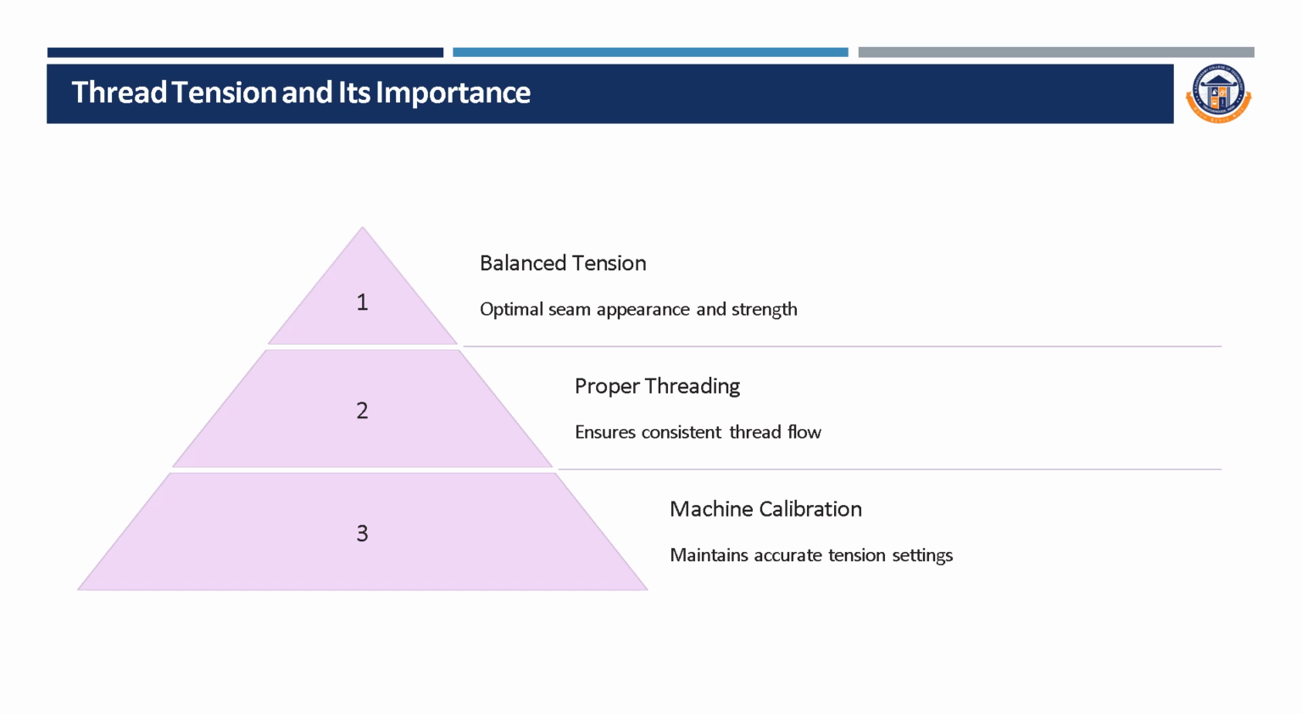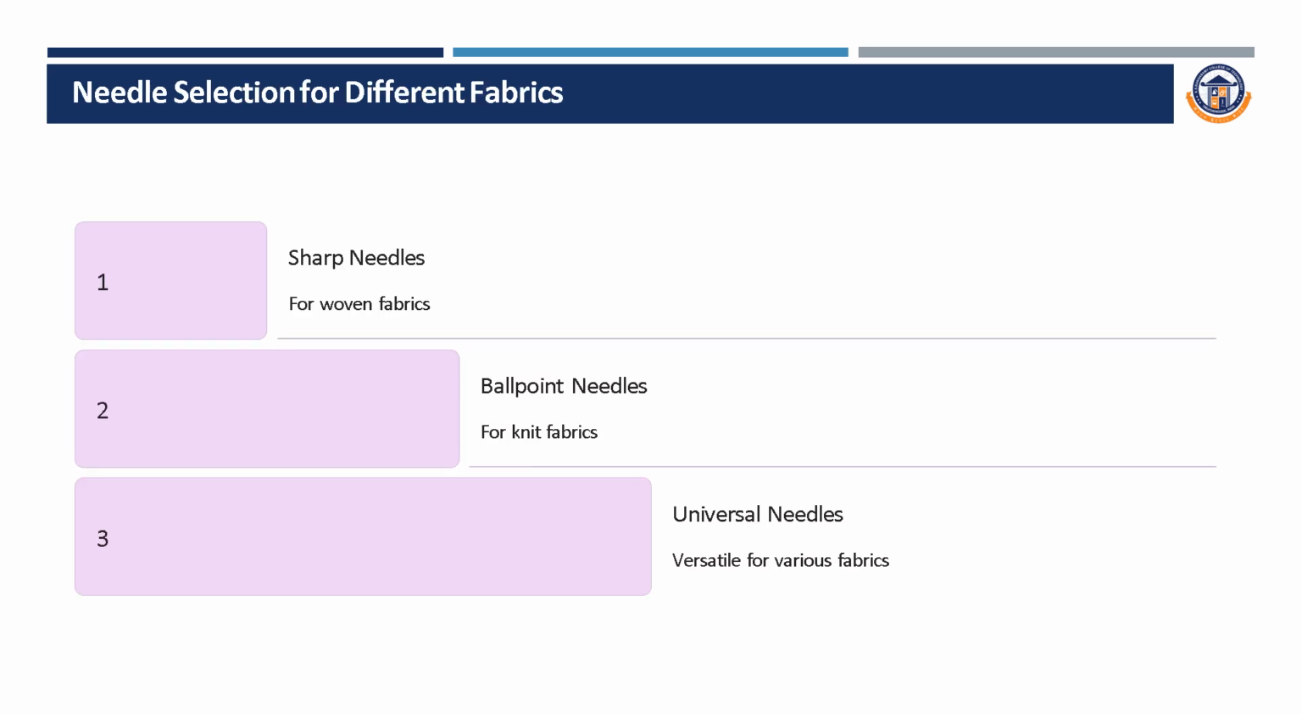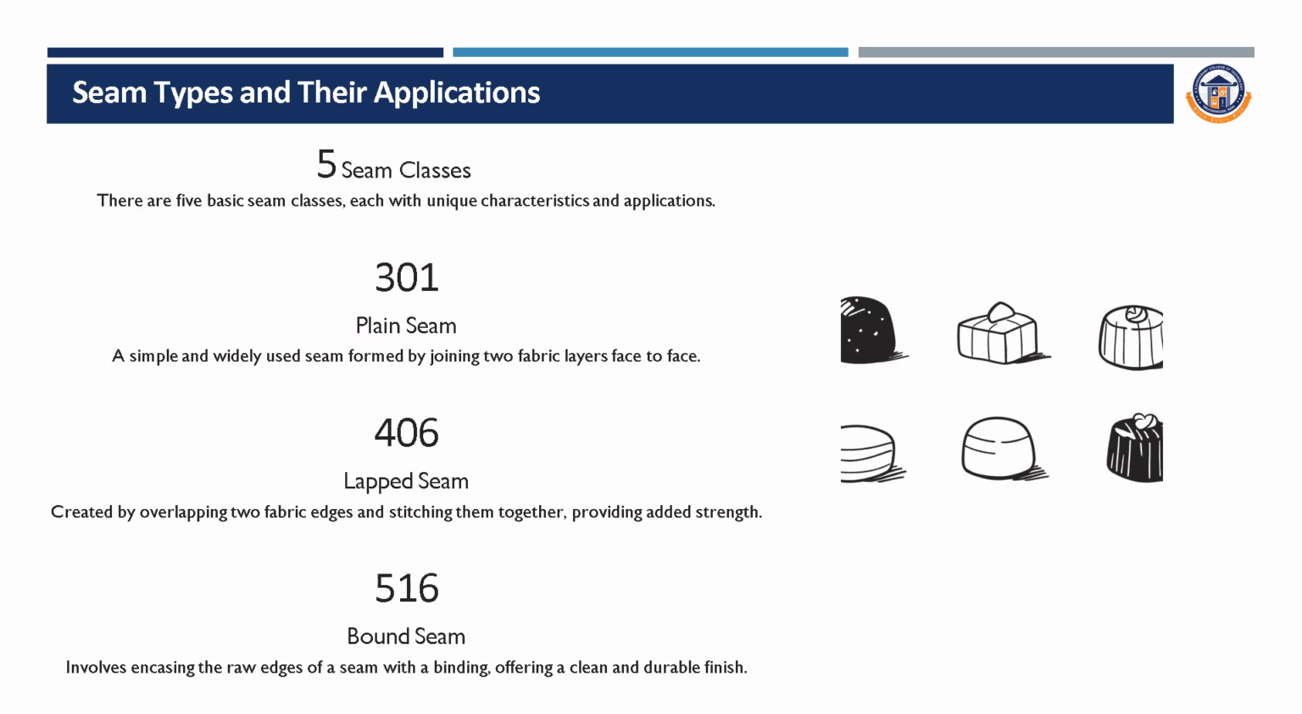Machine calibration helps to maintain accurate tension in the settings of our machines. Needle selection for different fabrics: a sharp needle for woven fabric, a ballpoint needle for knitted fabric, and a universal needle for the versatility of various types of fabric, including our technical textiles or aesthetic apparel.